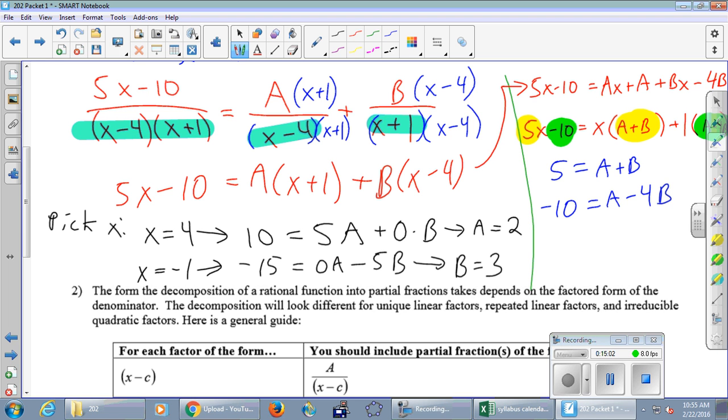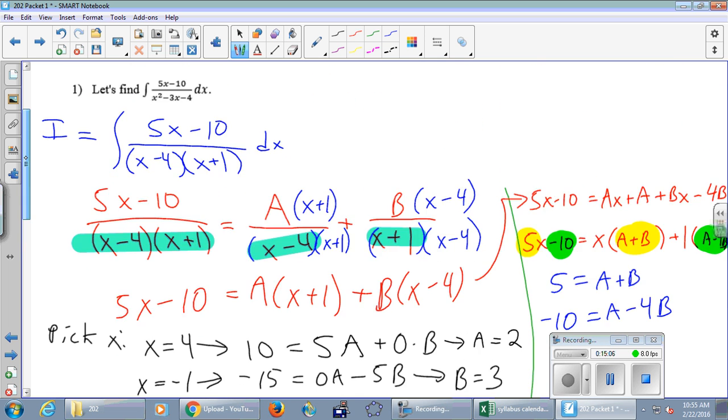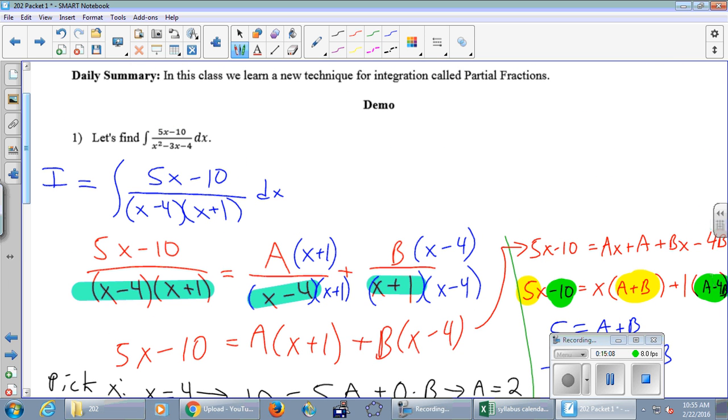Okay, so what does any of this have to do with calculus? Well, let's say I kind of run out of space here. But let's go back. So this is now out of order, but we're going to go back up here to the top. Equals integral. So what we discovered was that a was how much? 2? So 2 over x minus 4 plus, and then b was 3 over x plus 1.